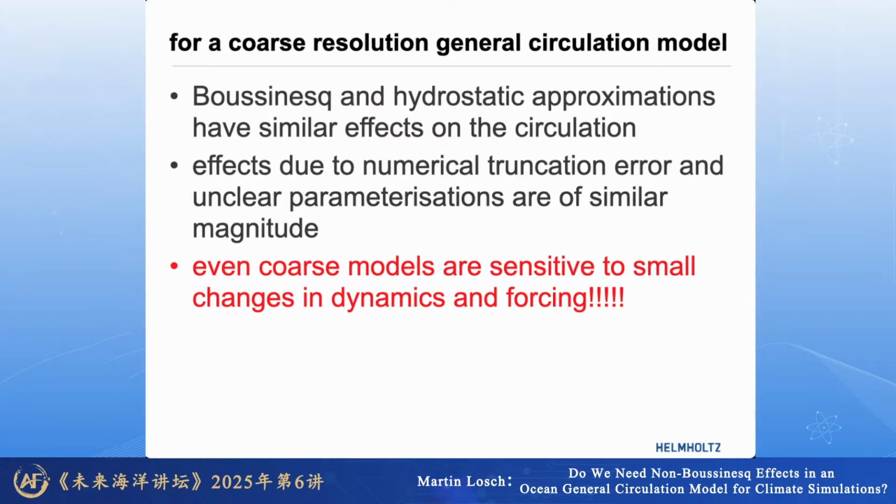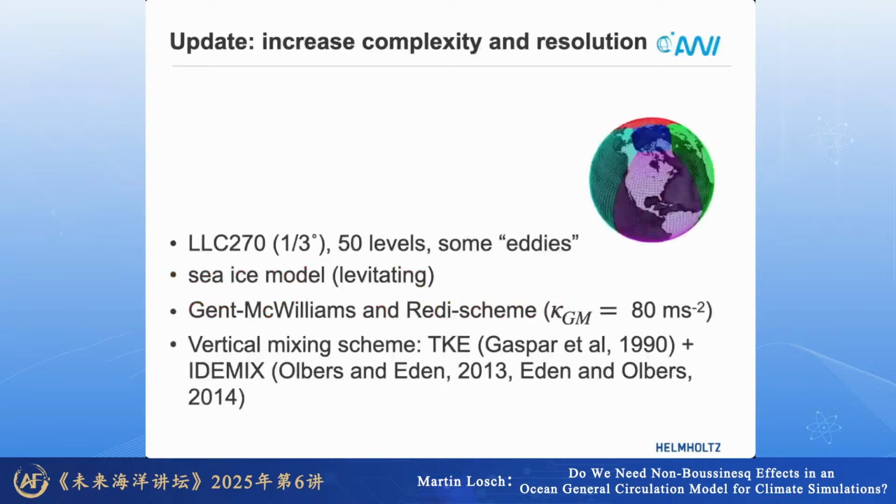Okay, so now I'm in the last 5 minutes or so that I have. I will rush through the update. When you increase the complexity in the solution, you get a slightly different answer. So now I have a higher resolution model. This is approximately 1/3 of a degree, 50 levels. There are some eddies, and there's certainly more fluctuations. We added a sea ice model also to the pressure coordinate system.